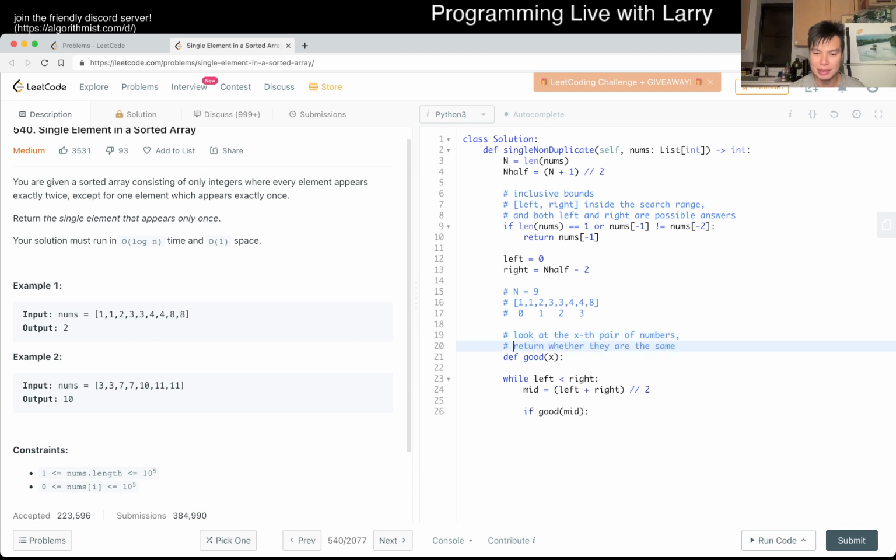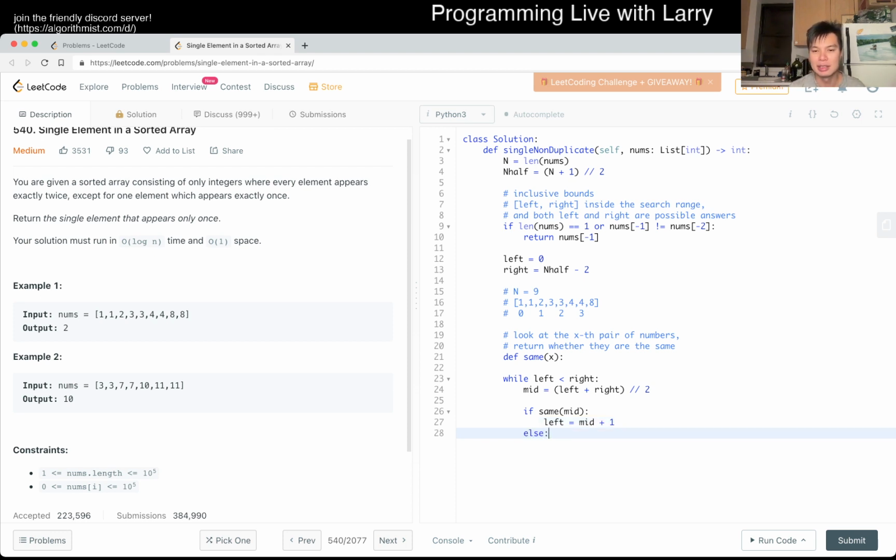Let's also rename this to same, maybe. I don't know. Naming is hard. Okay, so if they're the same, that means that the answer is to the right. So going to the right means that we want to move the left bound up, and moving the left bound up also means that the mid is not a possible answer anymore because mid is the same, so mid is not a possible answer. So that's how you get left is equal to mid plus 1, because we eliminate everything to the left of mid.